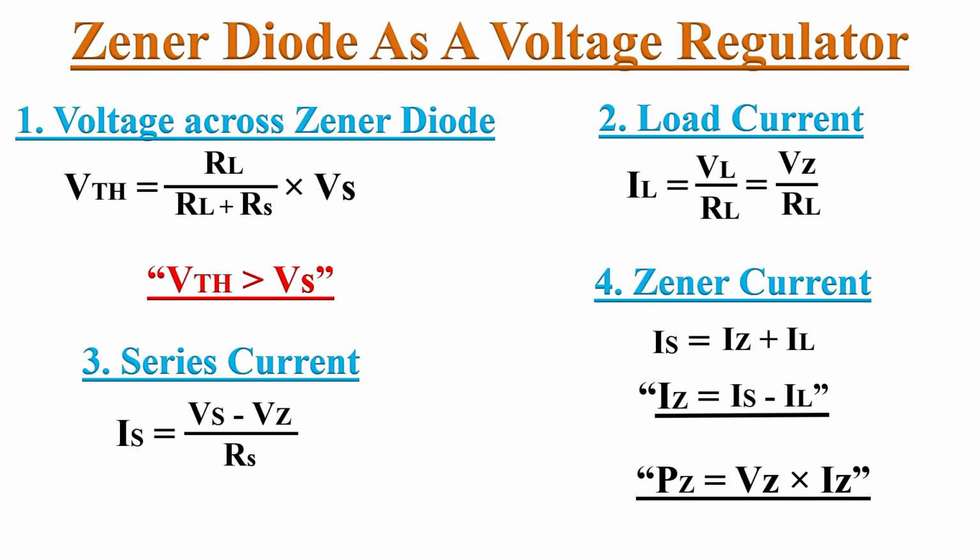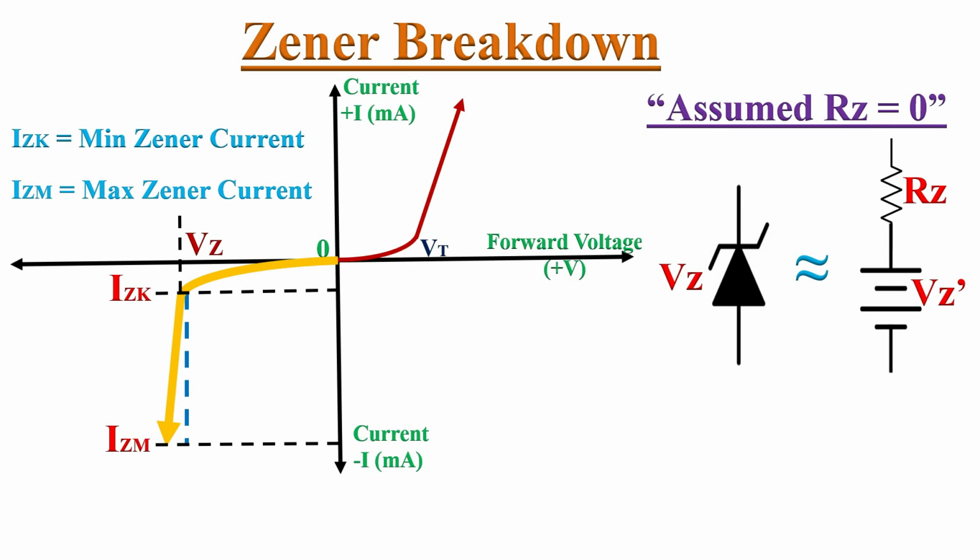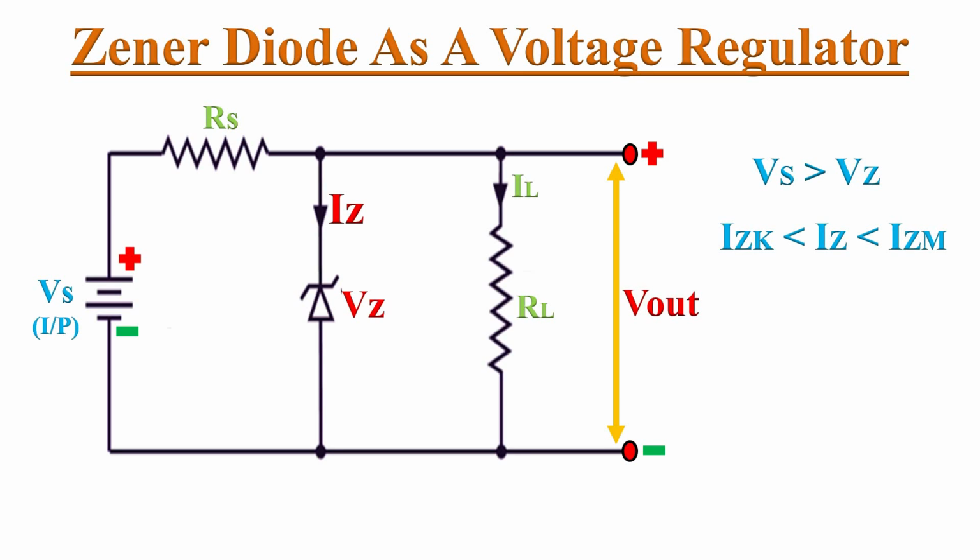And in this way we can analyze as well as design the Zener diode voltage regulator circuit using these following formulas. So far in our analysis we have assumed that the Zener resistance of the Zener diode is 0. But in practical cases, Zener diodes have some finite resistance. So when we are designing a practical Zener regulator circuit, then we should also consider this Zener resistance. That's all about what is Zener diode and how we can design a Zener voltage regulator circuit.